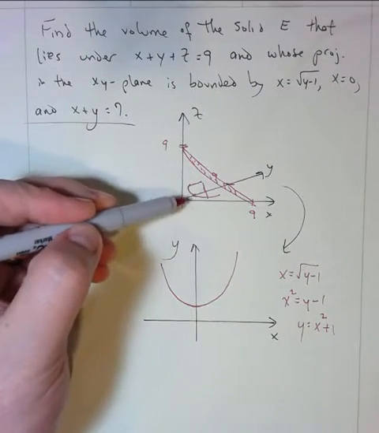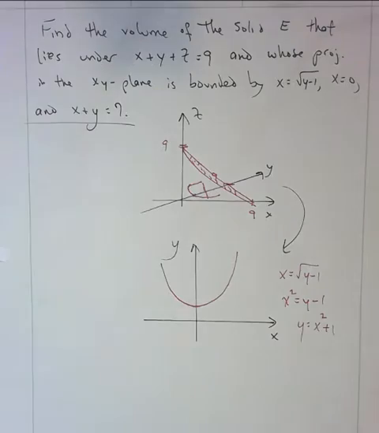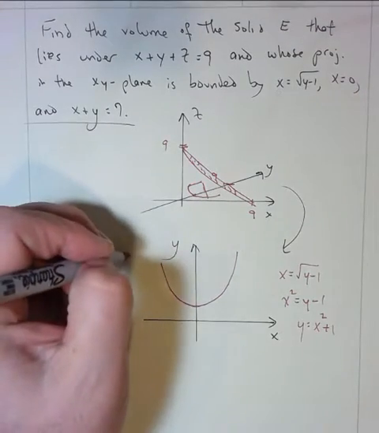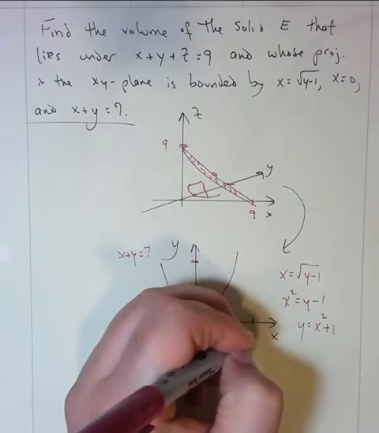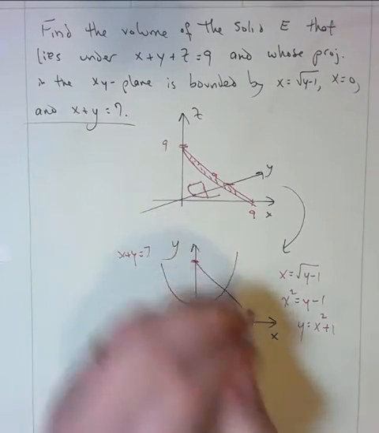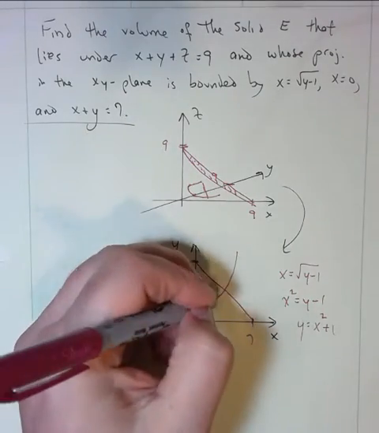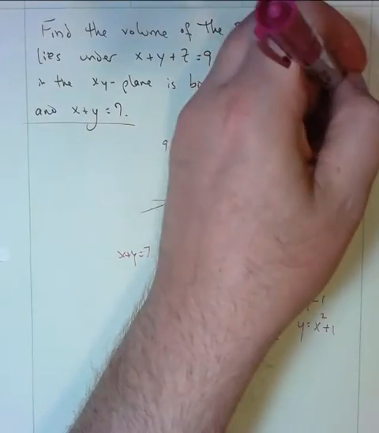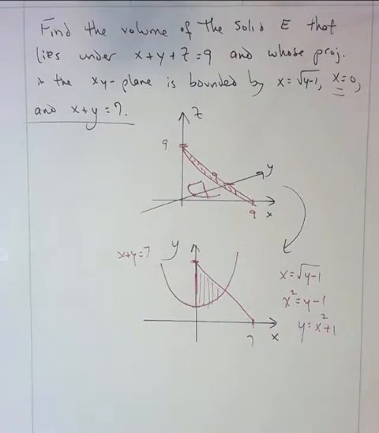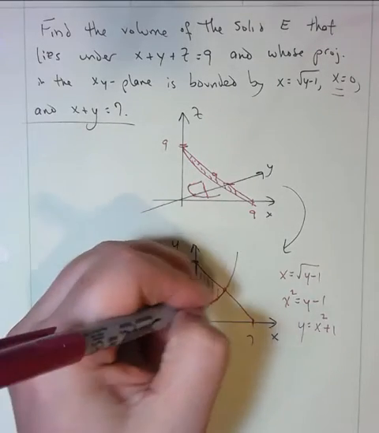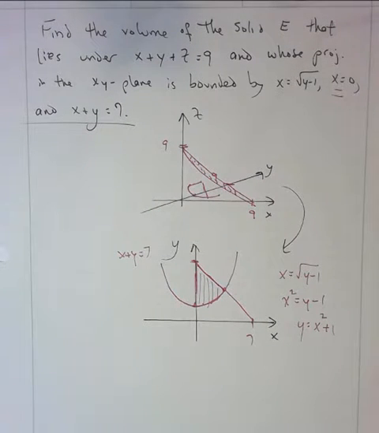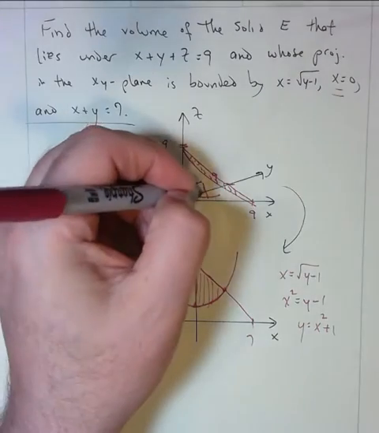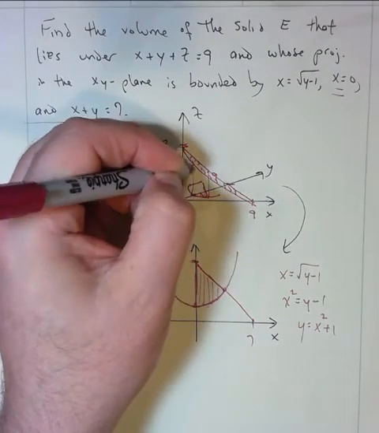That was my attempt to draw it right up there. We also have x plus y equals 7. That's just a straight line with intercepts of 7 in both directions. So there we go. And oh, I forgot x equals 0 as well. That's just right here. So this is the region in the xy plane, which is the basement of the thing whose volume we're going to find up there.